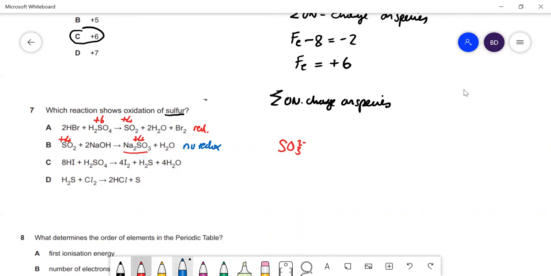Here, let's look at the oxidation number. Sulfur is +6 in sulfuric acid; in H2S it's actually -2. So the sulfur's gone from +6 to -2. Its oxidation number has gone down. It's been reduced. Here, we've got -2 in hydrogen sulfide, and the oxidation number of sulfur is 0. The uncombined element has got to be 0. So it's gone up, from -2 to 0. So that has been oxidized. Sulfur's been oxidized. D is the correct answer.